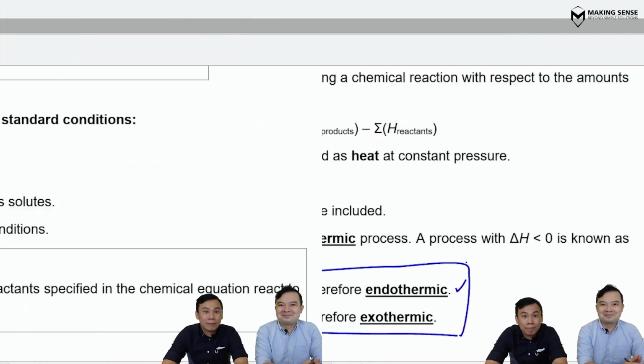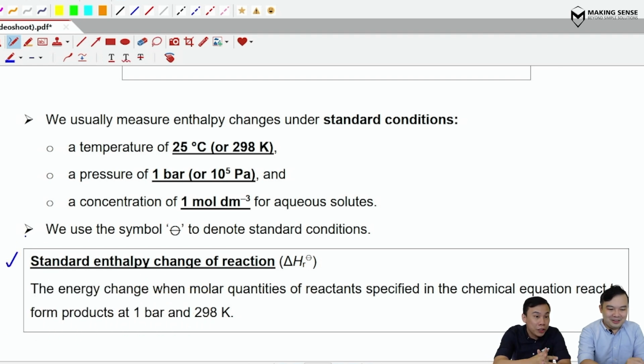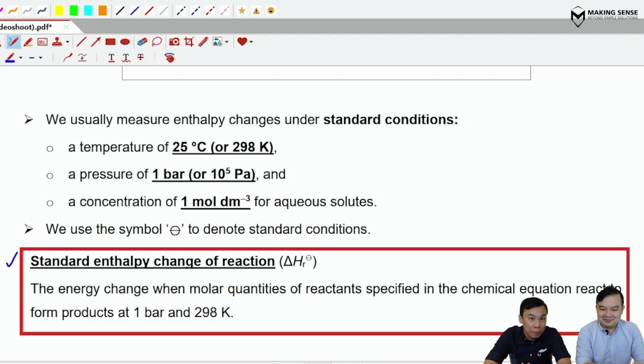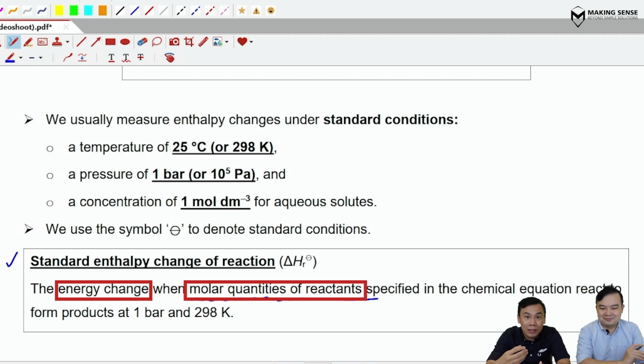Okay, Mr. Leong. So the next enthalpy change we're going to look at is called the standard enthalpy change of reaction. The definition is given on the screen. This is a very important definition. Please go and memorize it. But essentially, the standard enthalpy change of reaction is the energy change involved when molar quantities of reactants, as specified in the equation, react to form products under conditions of 298 Kelvin and 1 bar.